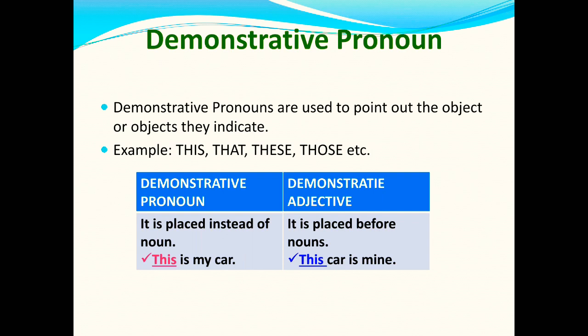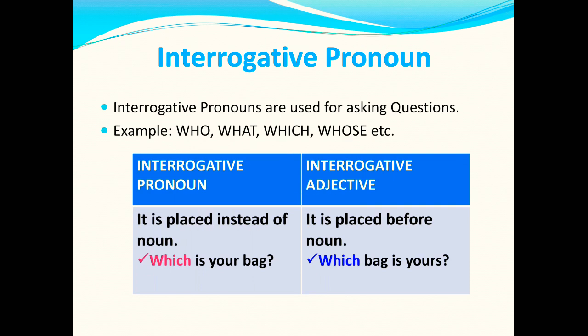Okay, next. Interrogative pronoun. Interrogative pronouns are used for asking questions. For example, who, what, which, whose, etc. Now we have to see the difference between interrogative pronoun and interrogative adjective. The thing is same. Here also, interrogative pronoun is placed instead of noun, whereas interrogative adjective is placed before noun.